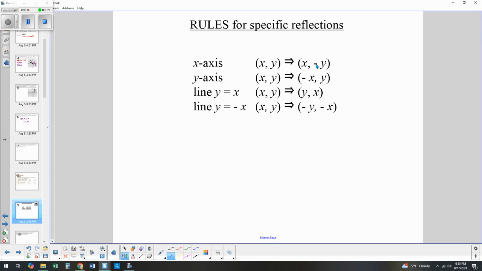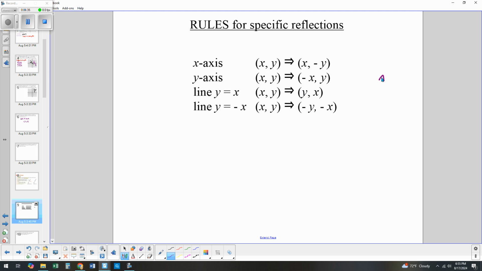This is not saying that it automatically has to be a negative number. It just means if it was positive, it becomes negative. If it was negative, it becomes positive. It goes to the opposite. For the y-axis, the x will change its sign, while the y remains the same. For the line y equals x, we flip them around, so whatever was originally in the y spot becomes the x, and whatever was originally in the x spot becomes the y. And for the line y equals negative x, it's the same as y equals x, but now we slap some negatives on both of them.